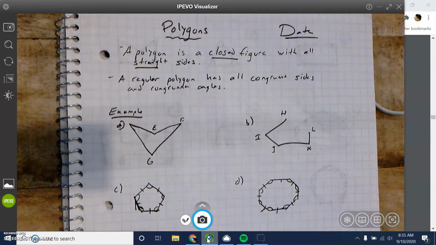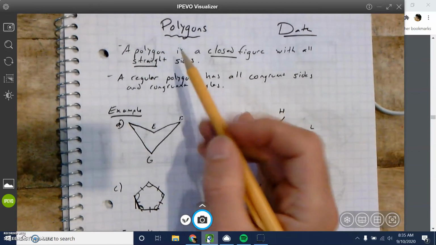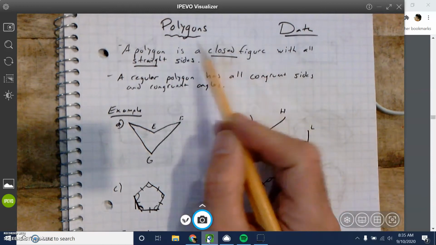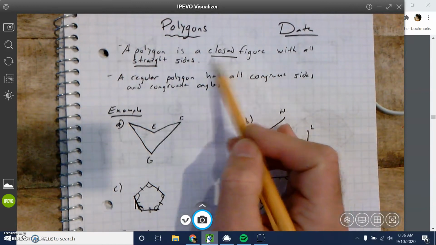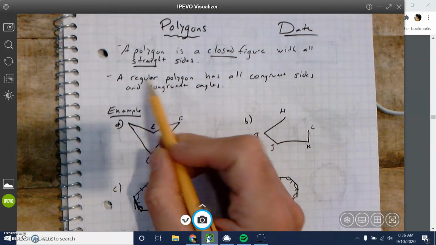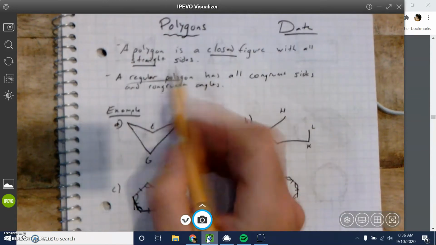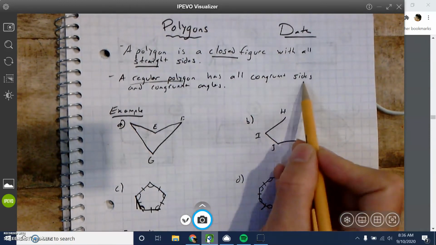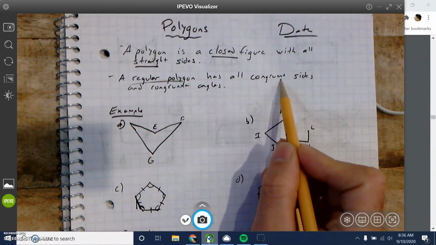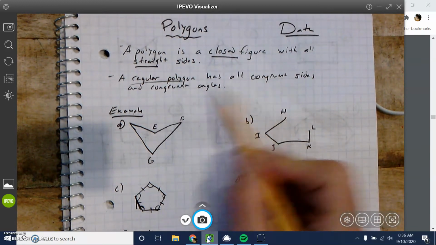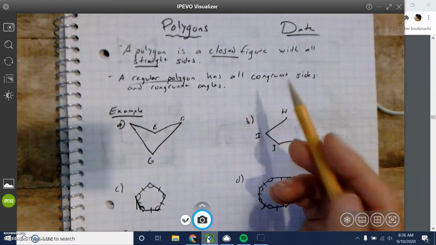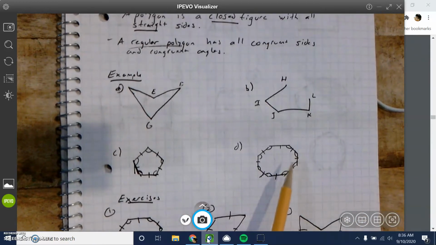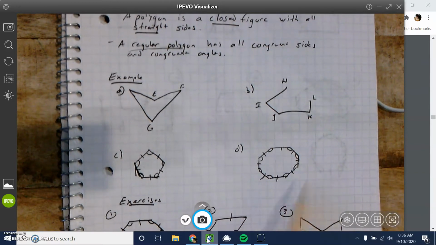Okay, let's see. So this is what I did. If you don't have this, make sure you have it. A polygon is a closed figure with all straight sides. There's no curved sides, like a circle is not a polygon. A regular polygon, so there's different types of polygons. One's a regular, has all congruent sides and congruent angles. So if all the sides and all the angles are the same length or the same measure, then it's called regular. So here are the four examples it had on the worksheet right there. So let's take a look.